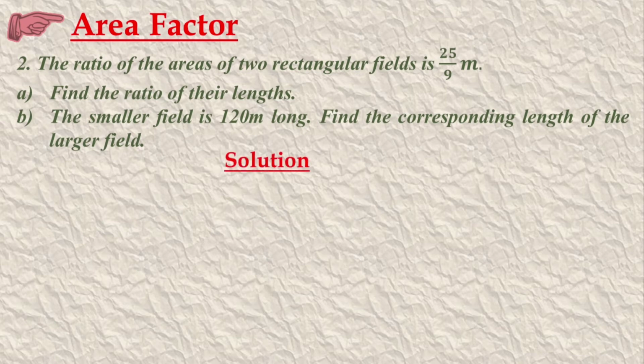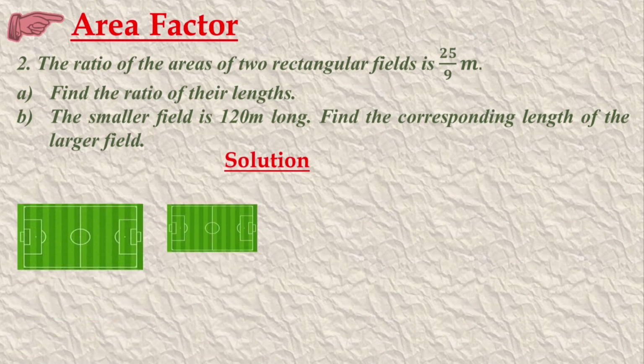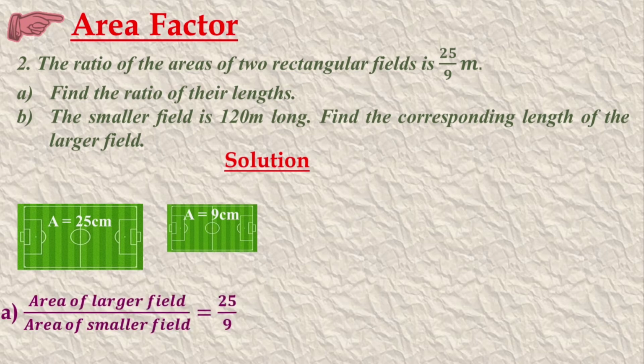Here is the solution. If these are the rectangular fields and the ratio of their areas is 25 over 9, this means that the area of the larger field is 25 cm² and that of the smaller field is 9 cm². Hence, the area of the larger field over the area of the smaller field is equal to 25 over 9. To get the length of the smaller field and the length of the larger field, we take the square root of 25 over 9.